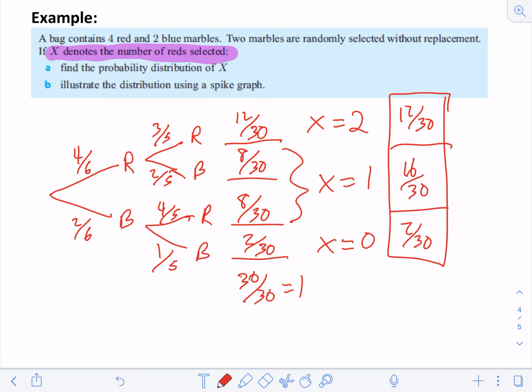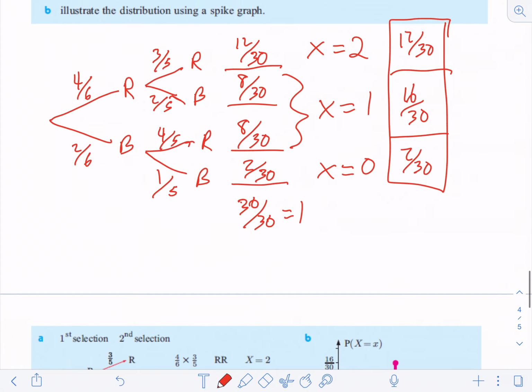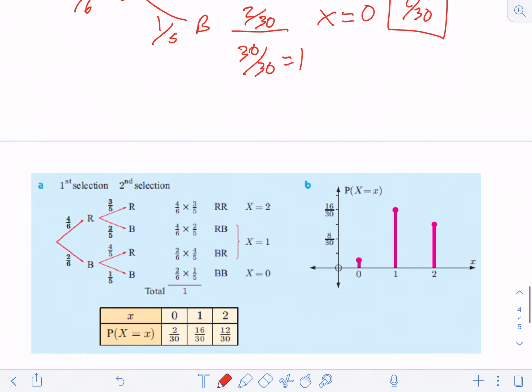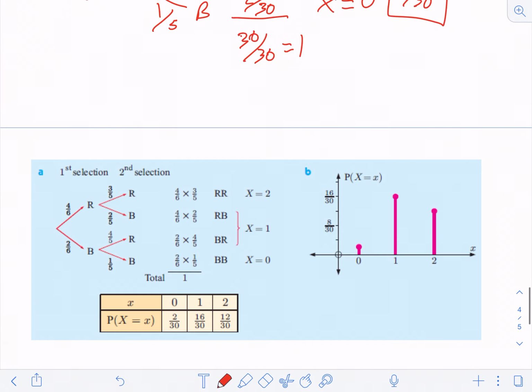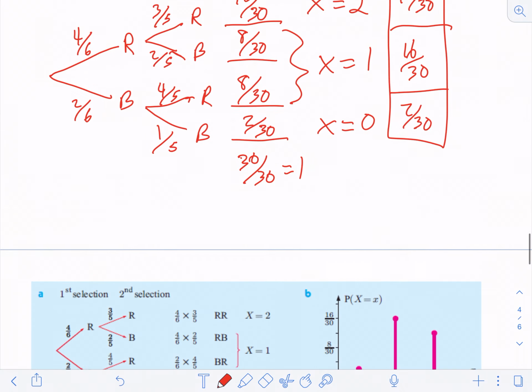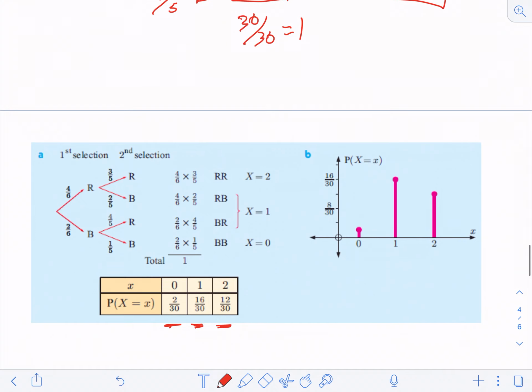And can I illustrate using a spike graph? Well, they did it down here. They can draw it better than I can, so I'm going to do this. So if you'll notice, here is my, again, same probabilities, 2 out of 30, 16 out of 30, 12 out of 30, which is what I had up here. And then here's my spike graph, right?